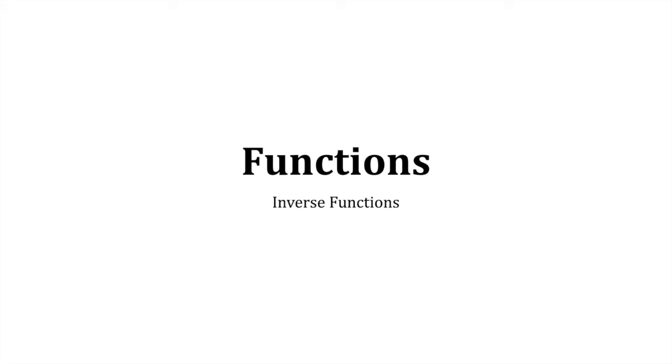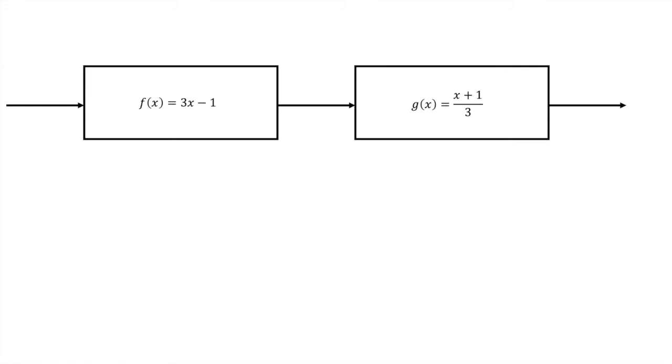In this video we're going to look at how to form inverse functions, and we'll also have a quick look at their graphs as well, but that will be the next lesson. So we're going to look at this function machine here. We've got f of x is equal to 3x minus 1, and then the next part of the machine we've got g of x equals x plus 1 all over 3.